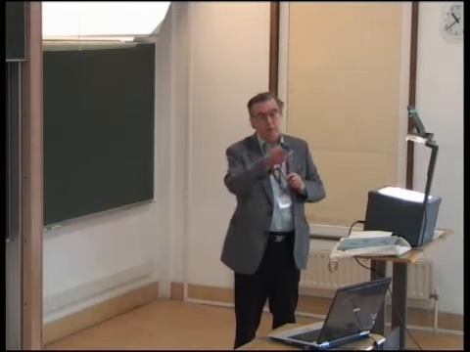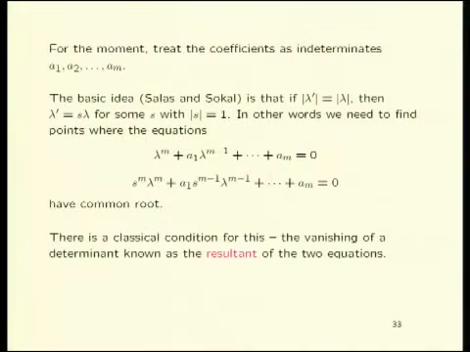Now, the simple idea here is due to Salas and Sokal, and it simply says if two things are equal in modulus, then one of them is a multiple of the other, and the multiple is a number of modulus 1, S here. In other words, we're looking for a situation where the characteristic polynomial, and the same polynomial with lambda replaced by S lambda, has a common root with that polynomial. And we can do that by classical algebra by looking at the resultant of the two equations.